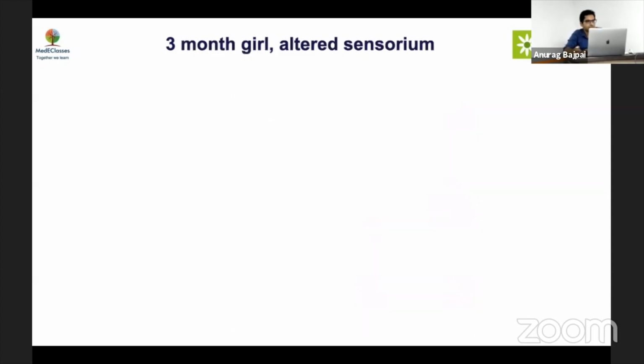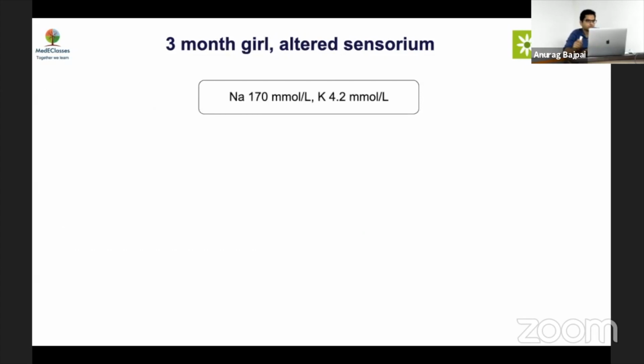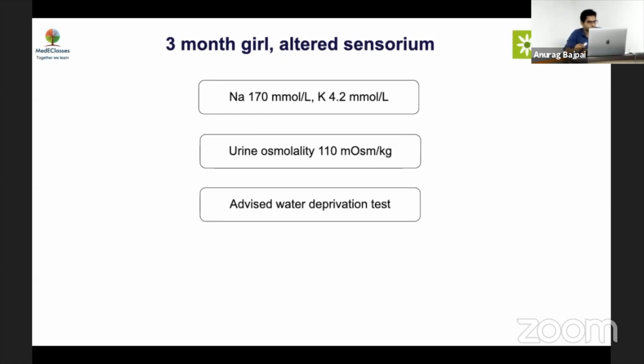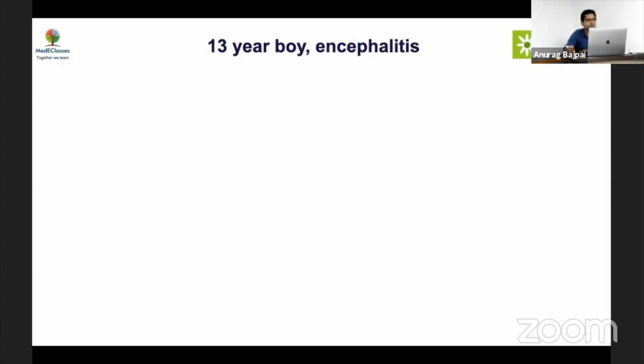A 3-month-old girl with altered sensorium, sodium is 170 and potassium is 4.2. Urine osmolality is 110, which is low for the high sodium. So you would like to do water deprivation? That would be like an absolute contraindication because we have an altered sensorium. Already a drowsy person who is dehydrated, if you do water deprivation, will die. So there is no role of water deprivation here. You just give an AVP response.